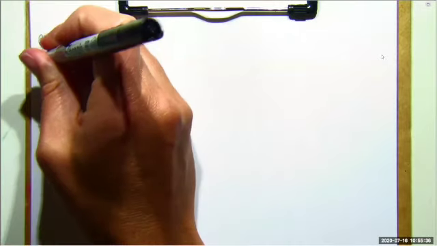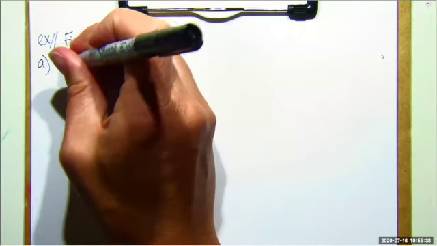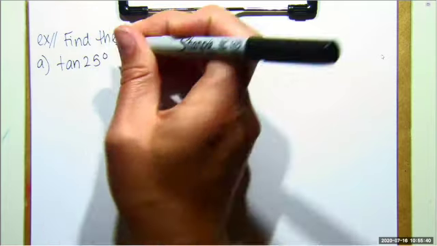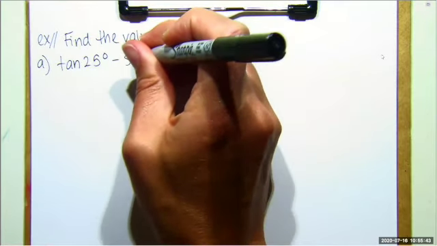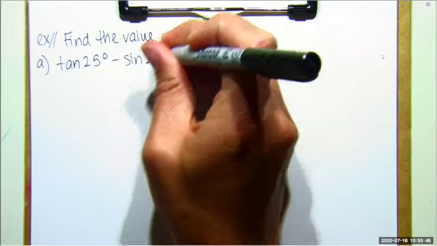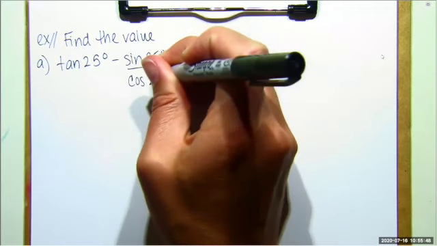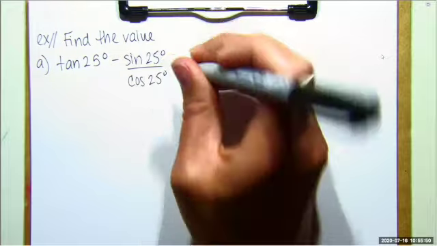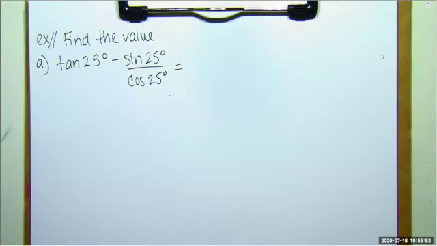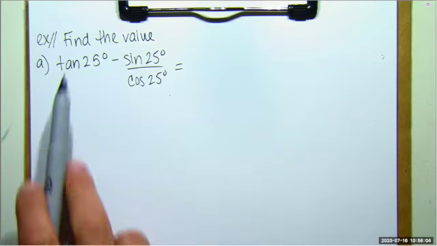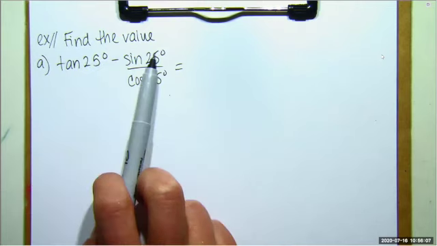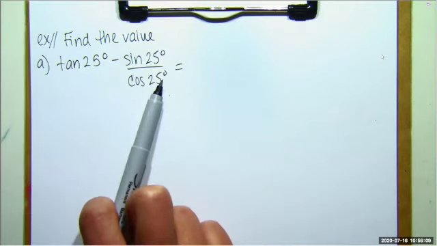So first one, find the value. Let's find the value of tangent of 25 degrees minus sine of 25 degrees over cosine of 25 degrees. Okay, so when you take a look at this problem, your first thought might be, oh, let's find the value of tangent of 25. Let's find the value of sine of 25. Let's find the value of cosine 25.